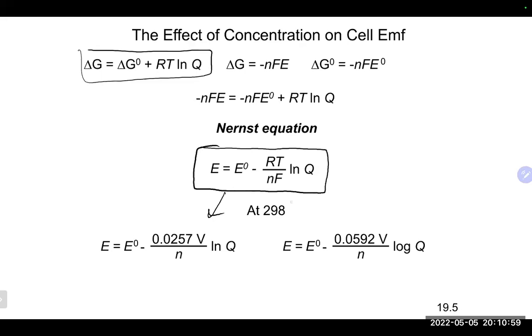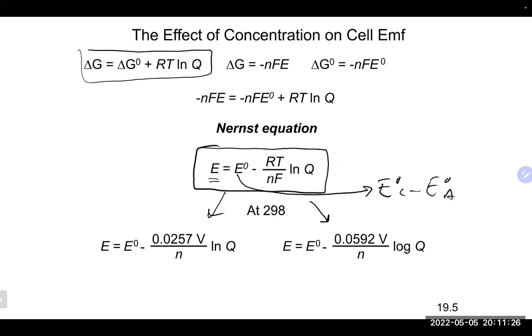These on the bottom are much like what we saw in that previous equation, just reduced down at 25 degrees Celsius. But if you use the one in the middle, you could just put in the numbers. This is E of the cell under a non-standard condition. This is the cathode minus anode, like we've been doing, that you would find from the table.